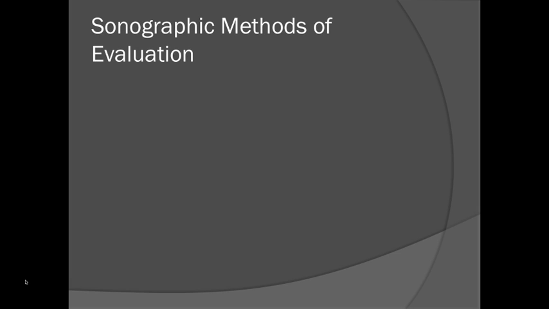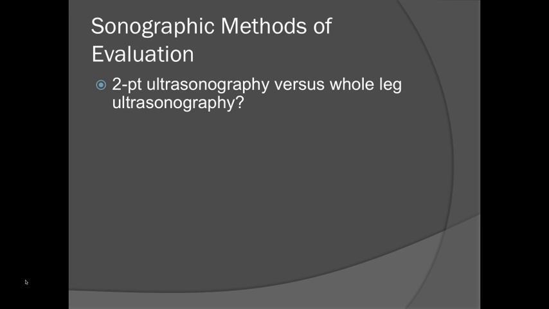So that brings us to what we're actually going to be talking about here today, which is the sonographic methods of evaluating the deep venous system. There's sort of two different camps here on the actual use of ultrasonography in evaluating the deep venous system, and those are two-point ultrasonography versus whole leg ultrasonography. So which one's better, and which one are we going to talk about today?